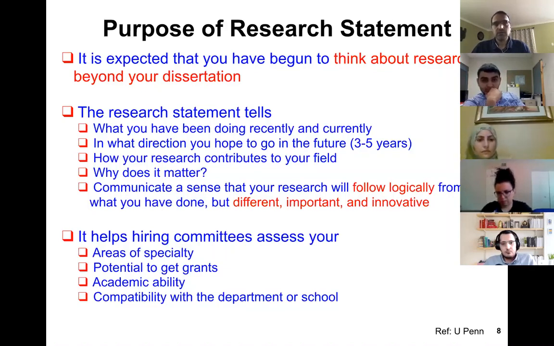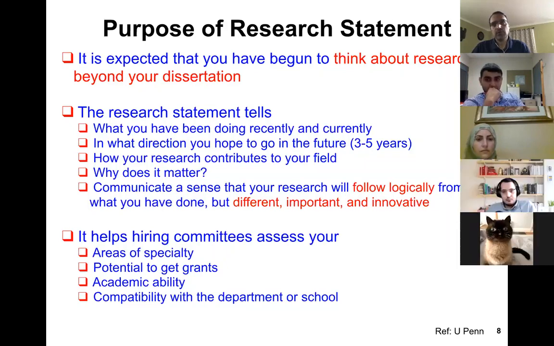It gives the search committee, or the hiring committee, sometimes they call it, but I think most of the time it's called search committee, the ability to see: can you think beyond what you've done in your PhD? And can that candidate think beyond what his or her advisor is doing?